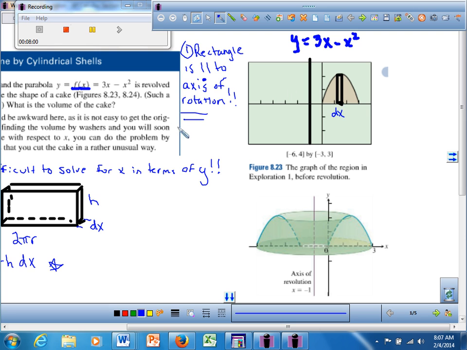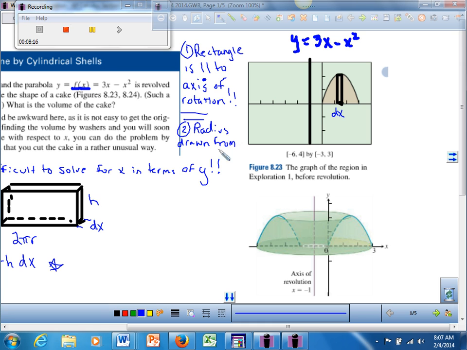All right, so the second difference from washers and discs is that the radius is drawn from the axis to the rectangle. So my radius will be drawn from the axis to the rectangle right here.